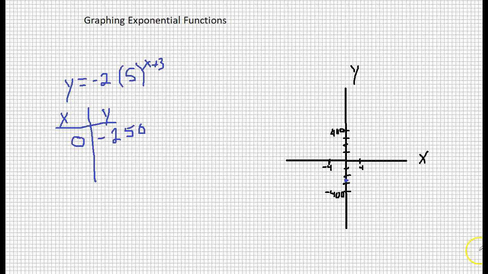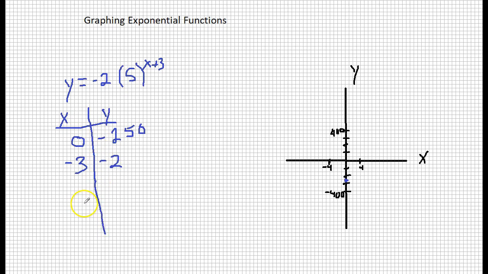Okay. Now, what if I were to plug in a negative? Let's say -3. -3 plus 3 is 0. 5 to the 0 power is 1. -2 times 1, -2.